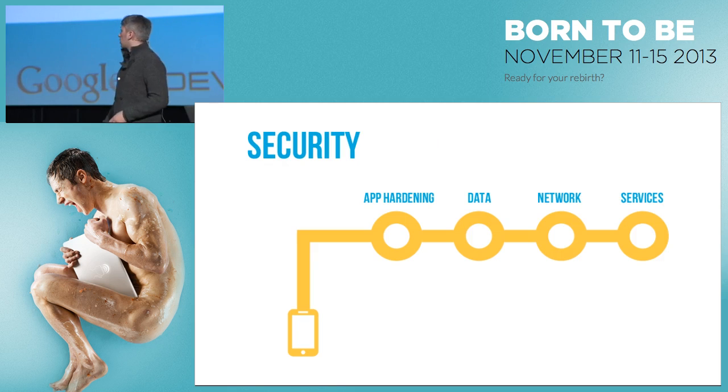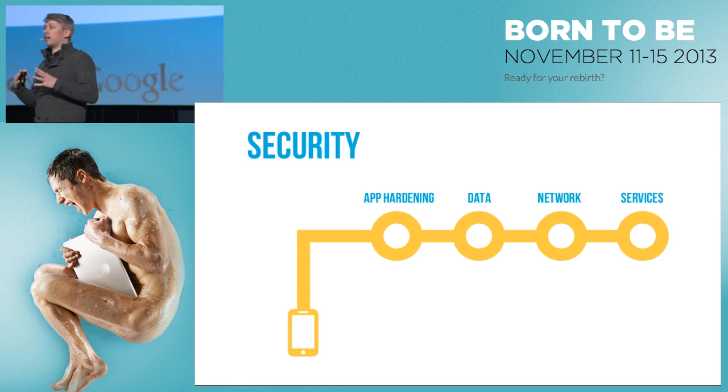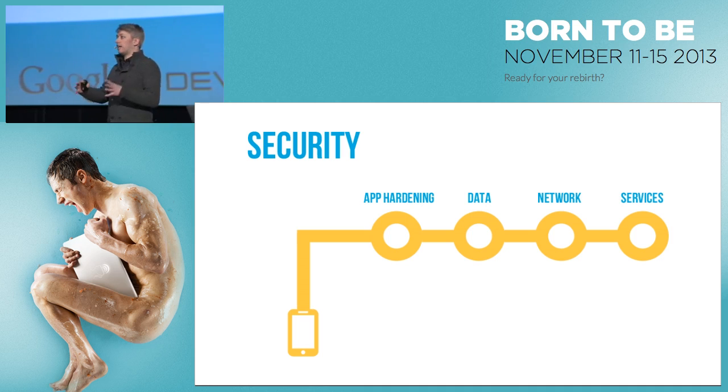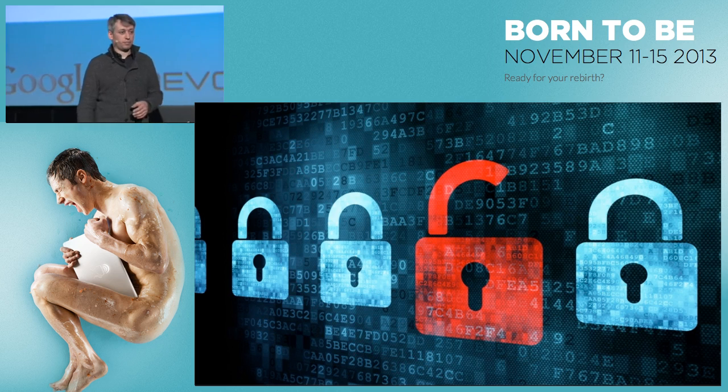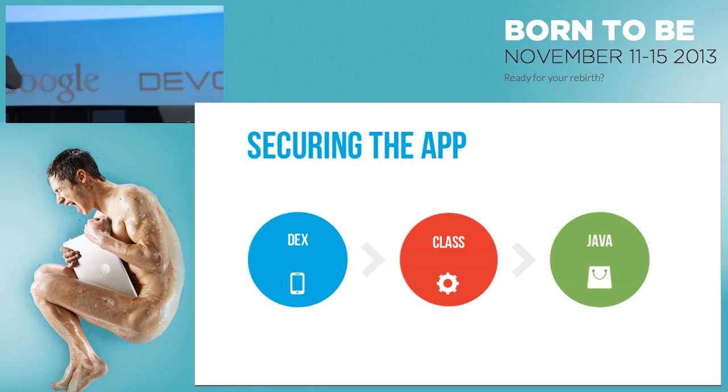So we'll focus on the 4 topics. How can you harden your app? How can you make sure that the data on the device is secure? How can you secure the data in transit? And a few tips for your backend. So first off, if you work with your application, it's first about securing the app.